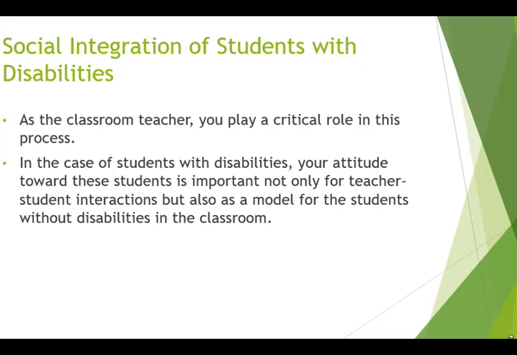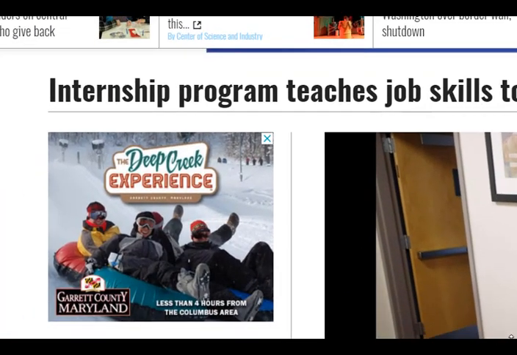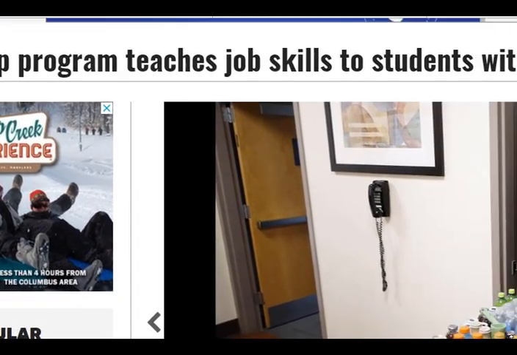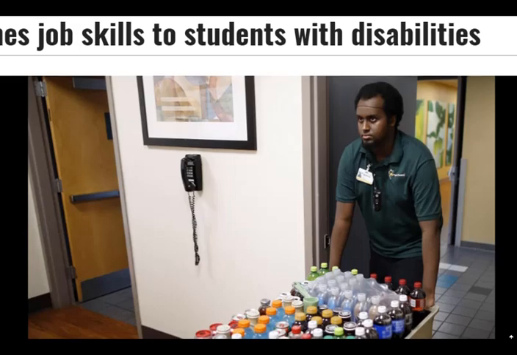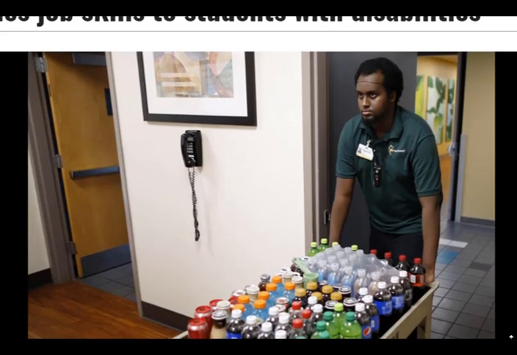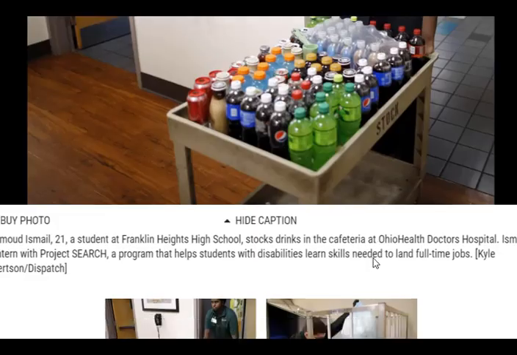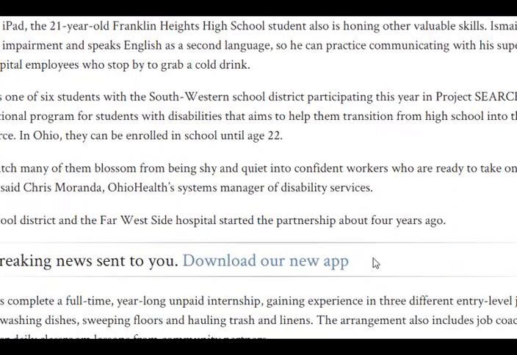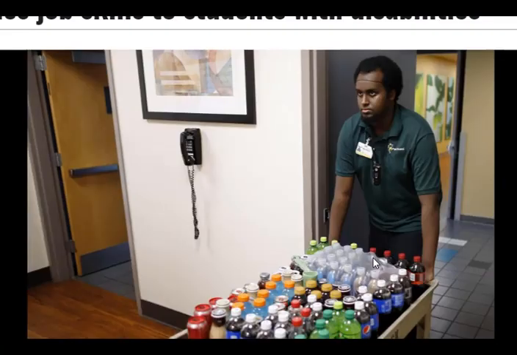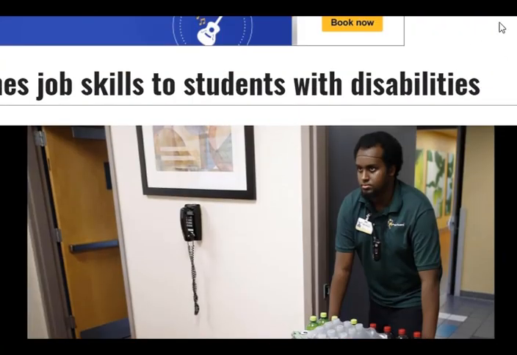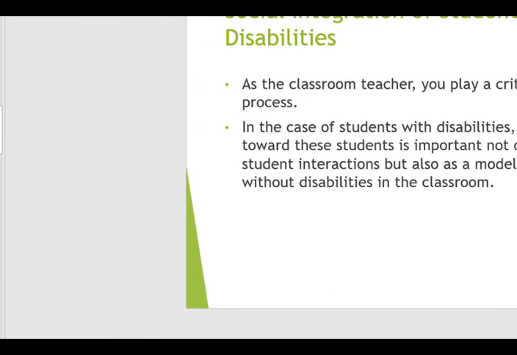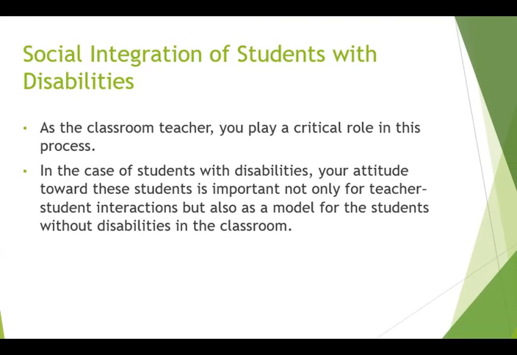Internship programs are sometimes established. For example, I have over here this headline from Dispatch, where an internship program teaches job skills to people with disabilities, where people with disabilities are given special kinds of jobs and special kinds of accommodations just so that they have the most normal experience possible.